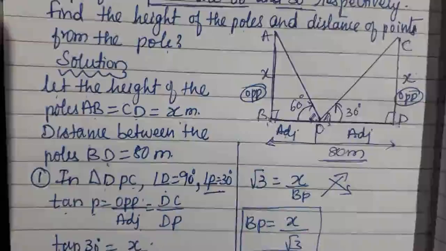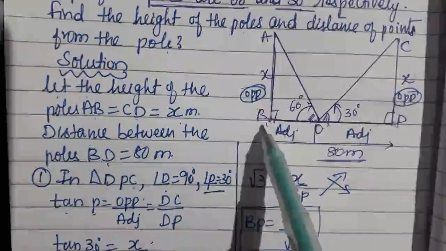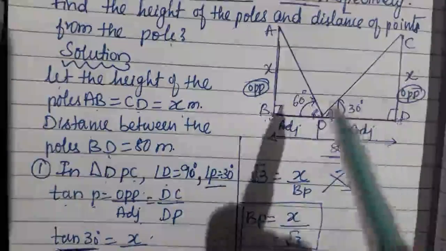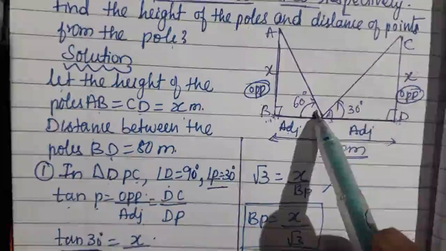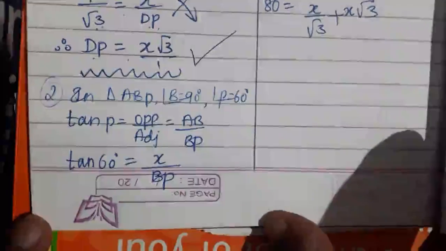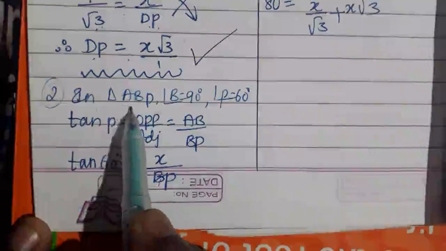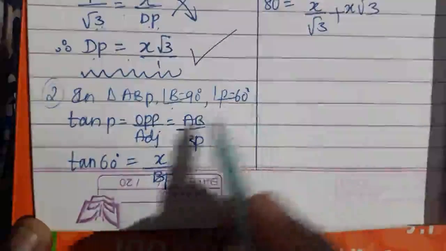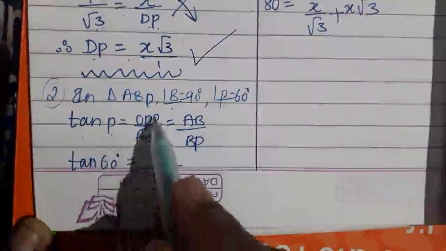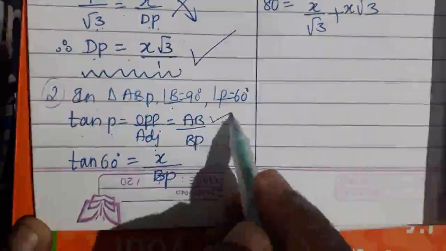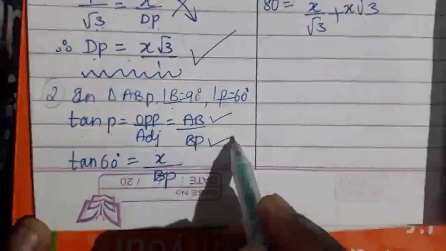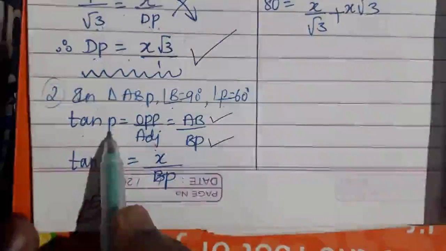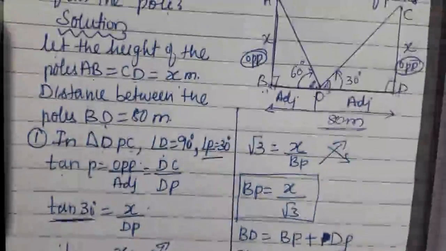Now I will consider triangle number 2. Triangle number 2 is ABP. So in this triangle ABP, P is acute angle, B is right angle. So same procedure I will follow. In triangle ABP, angle B is 90 degree, angle P is 60 degree. I need tan. So tan P is equal to opposite by adjacent. Opposite was AB, adjacent was BP. So angle P is 60 degree.